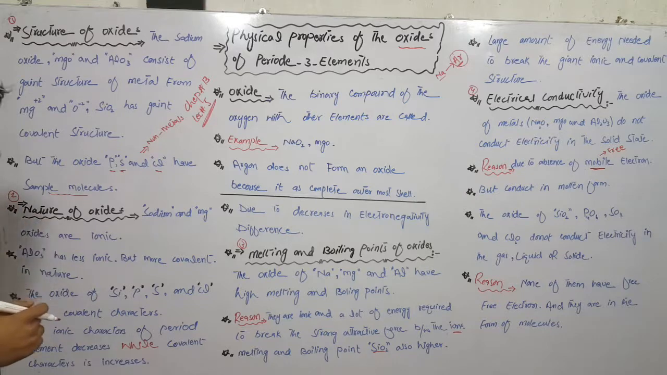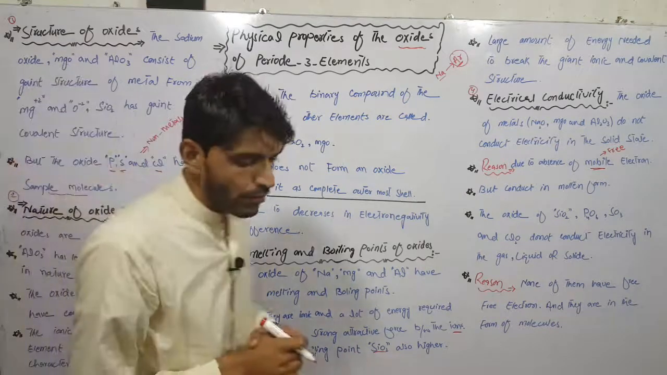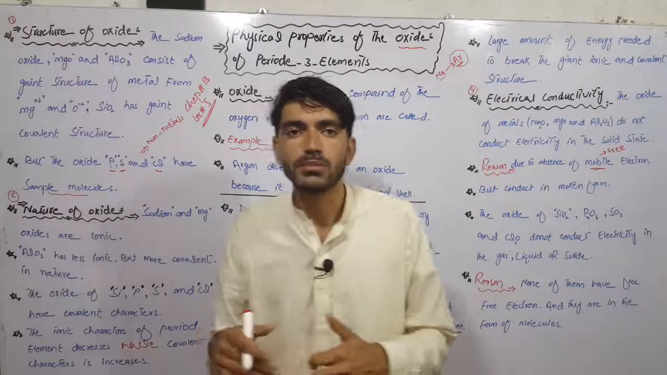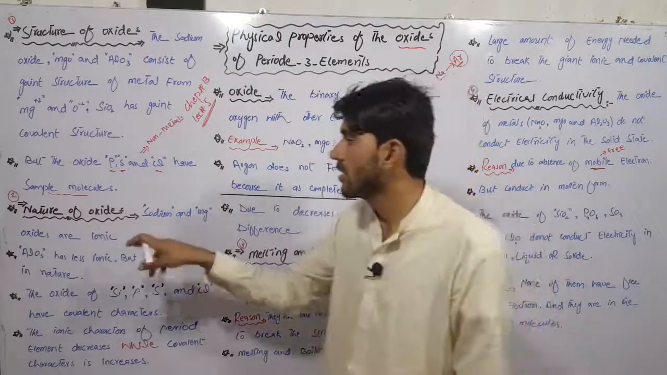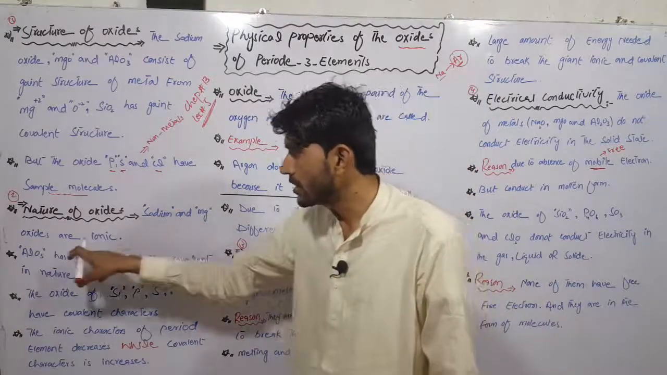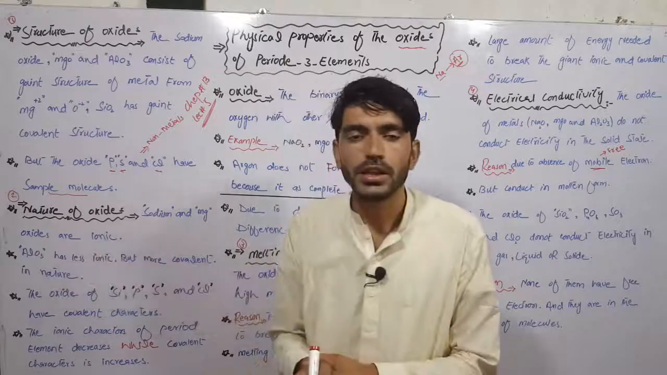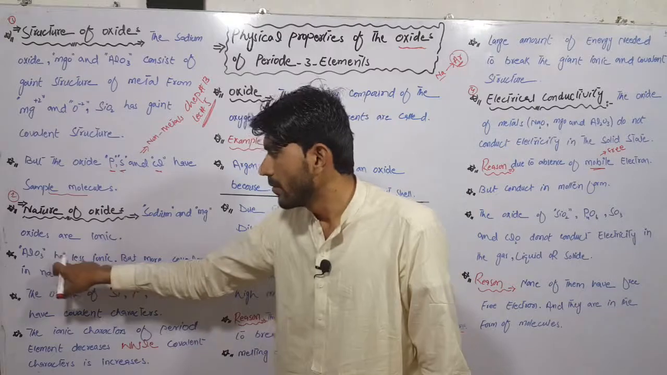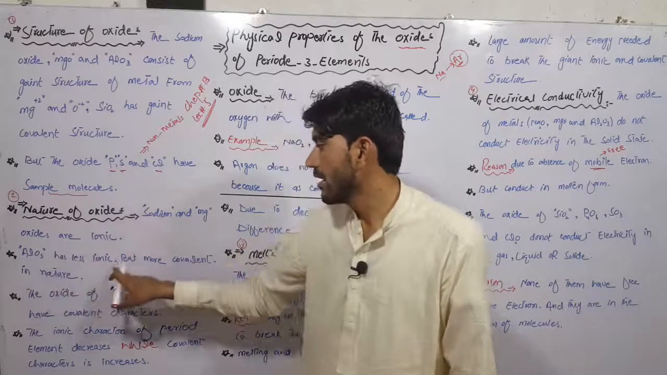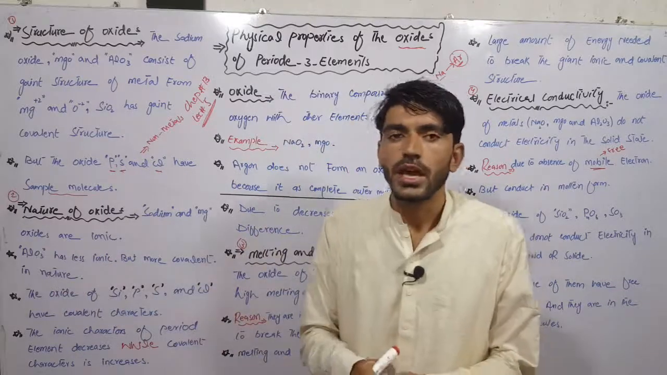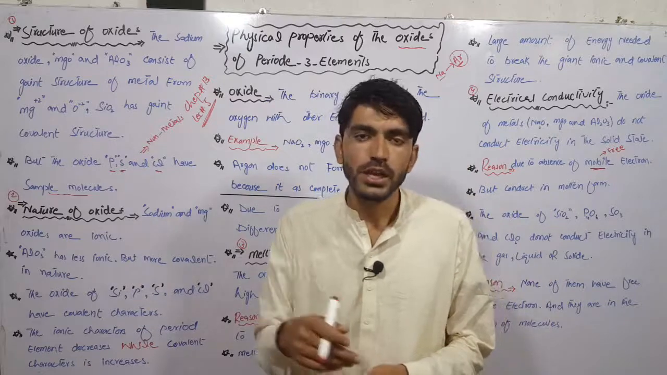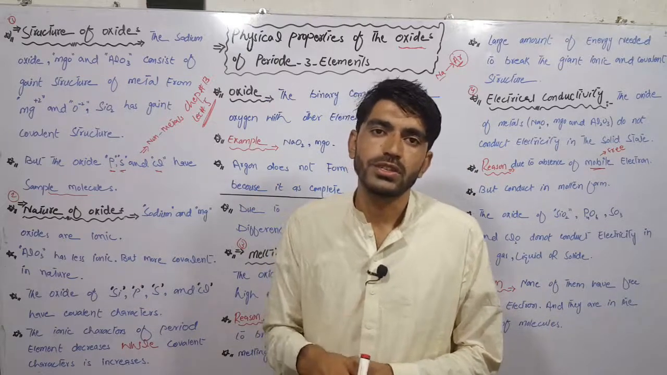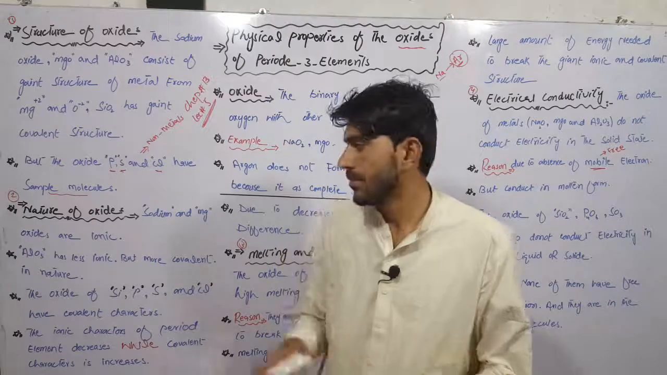Let's see the second one, the nature of oxides. What is the nature of an oxide? Here we discuss its ionic and covalent properties. Regarding the nature of oxides, the sodium and magnesium oxides are ionic, they are in the form of ions. They have ionic character. Aluminum oxide is less ionic but more covalent in nature. Aluminum oxide mostly has a covalent structure, but less ionic form.